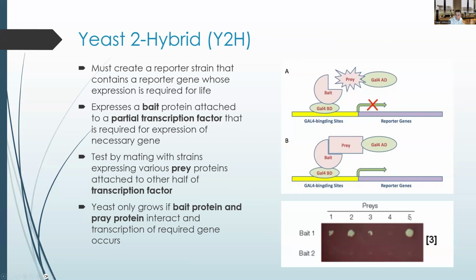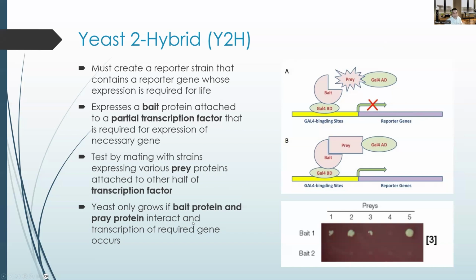In each of these cases, this interaction happened. But over here in 4, you can see that there's no yeast growth. That required gene does not get expressed, and as a result, the yeast doesn't grow. That would be this scenario here. So for 1, 2, 3, and 5, we do get the bait and the prey interacting. We do get the rescue, and we get survival of the yeast. In 4, prey number 4 does not interact with the bait protein. The gene does not get expressed, and the yeast dies. Down here with bait 2, none of these interact, and they all die. So you can see the result there.